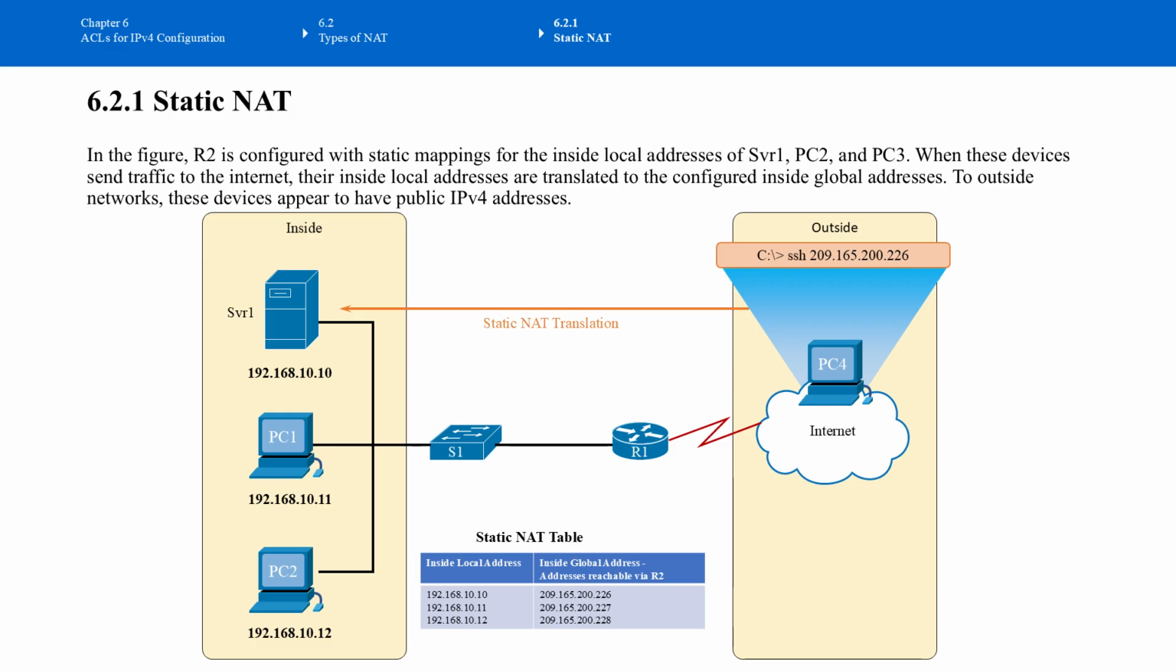When the server replies, R1 translates in the other direction. So it translates 192.168.10.10 to 209.165.200.226.